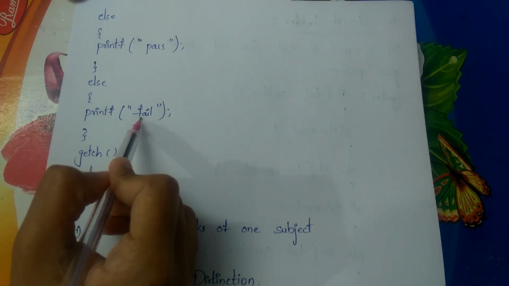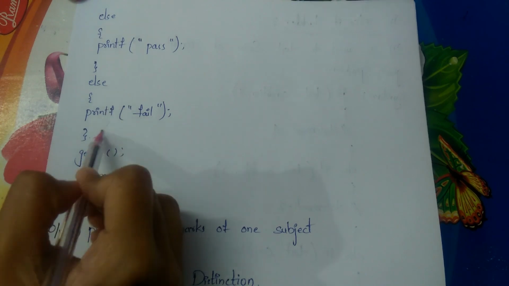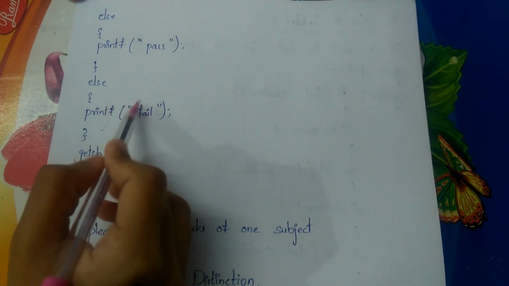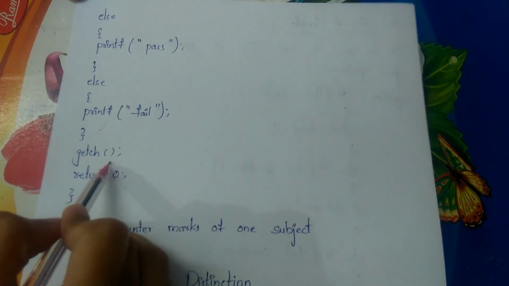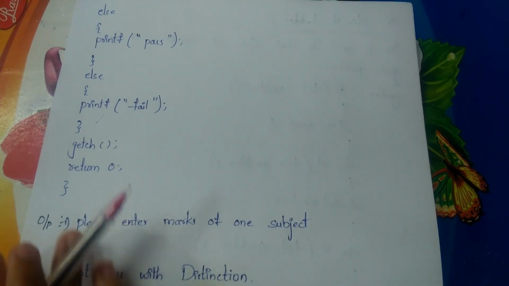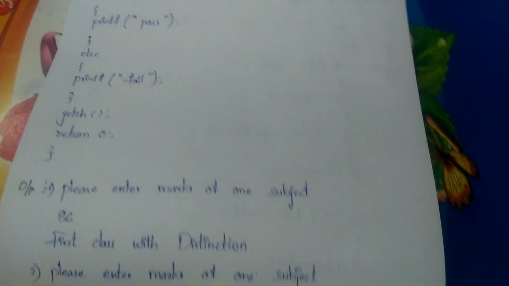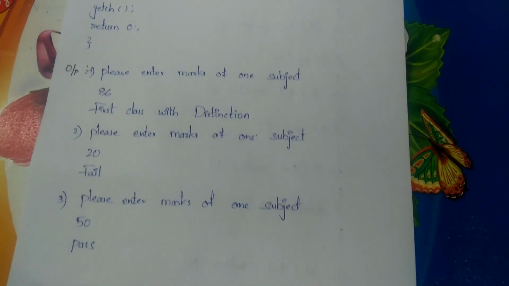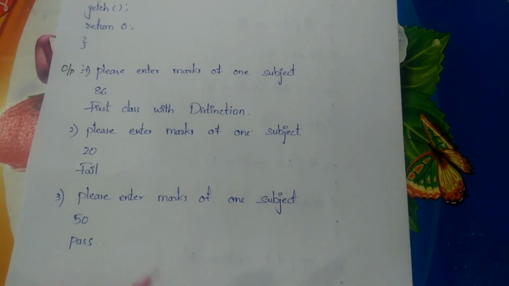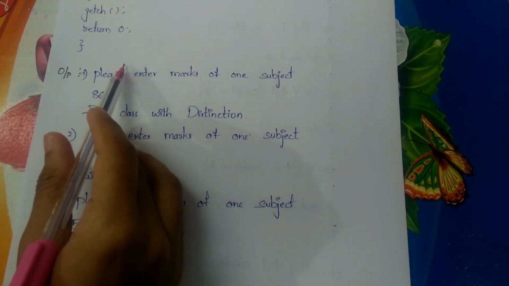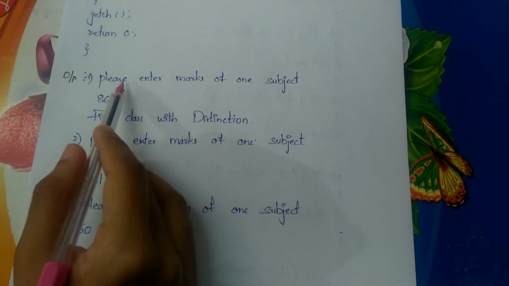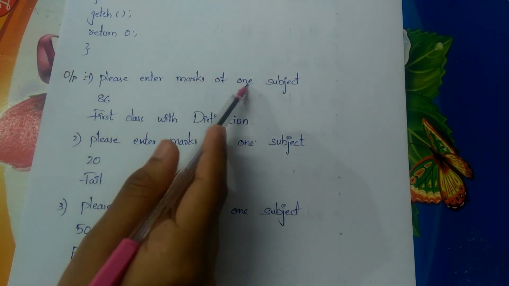Now for example, if the test condition 1, that is marks greater than or equal to 40, is false, then this block will be executed. Now after this, getch and return 0. Now I will show you the output in 3 cases. The first case: whenever we execute this program, the statement will be displayed as please enter marks of one subject.